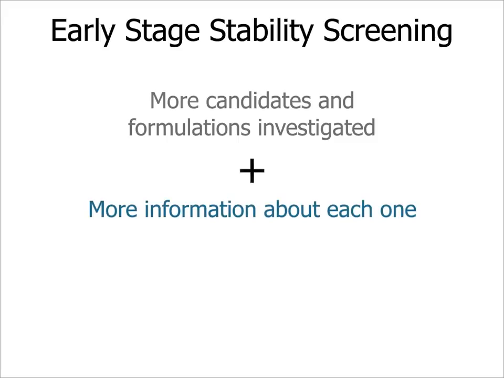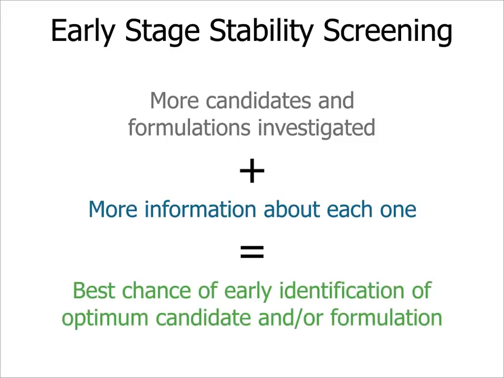Essentially then what we have is that if we do more candidates and investigate more formulations, we get more information about each one, then that gives us the best chance of identifying early in development the optimum candidates and/or formulation. And equally as important, of identifying those which are likely to fail so that we can stop wasting time and not develop them. But the benefits of early stage stability screening are clear.